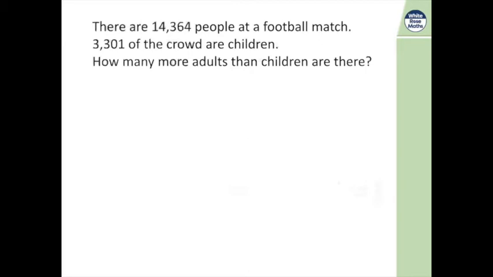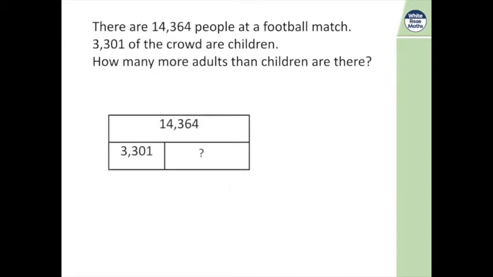Next question. There are 14,364 people at a football match. 3,301 of the crowd are children. The question is, how many more adults than children are there? Here is our question represented as a bar model. Now, bar models were very useful in our session yesterday, which was using inverse operations. If you want to go back and look at that video, that's fine, and you have the work for that too. So as a bar model, we have a missing part.